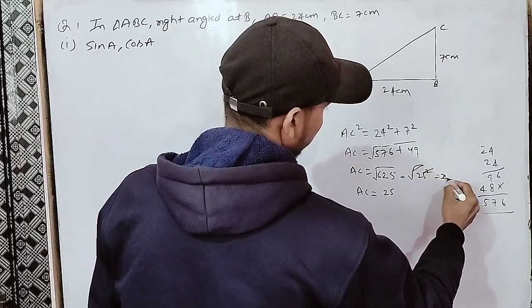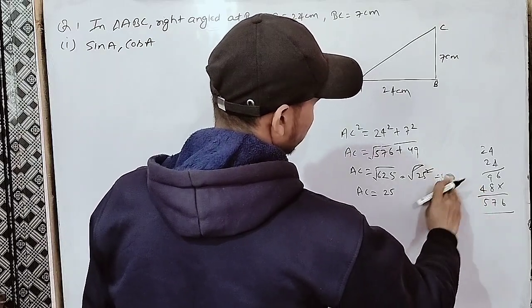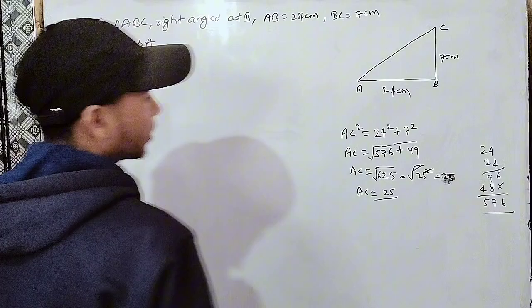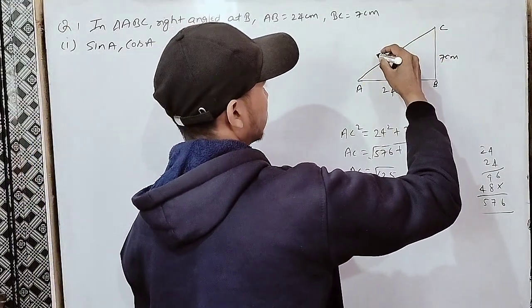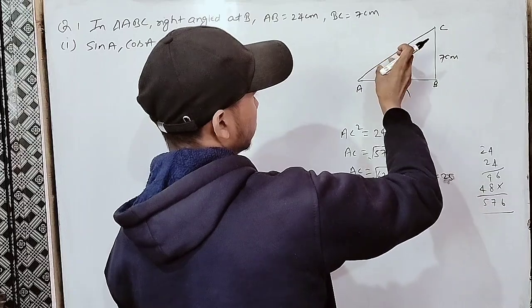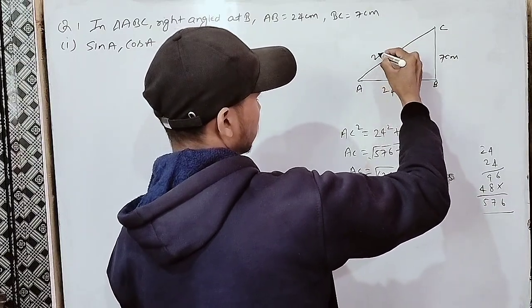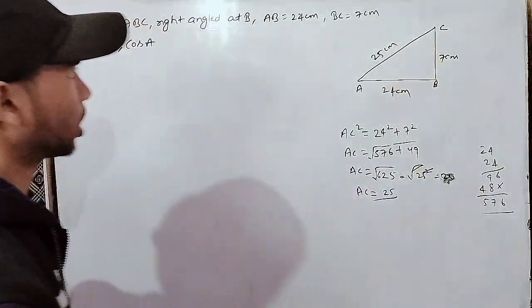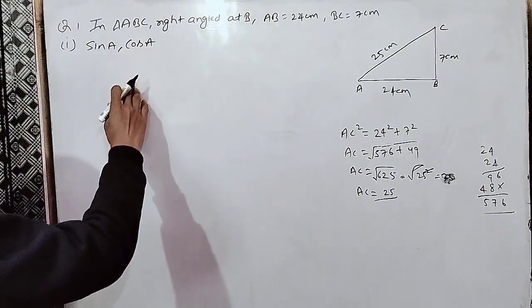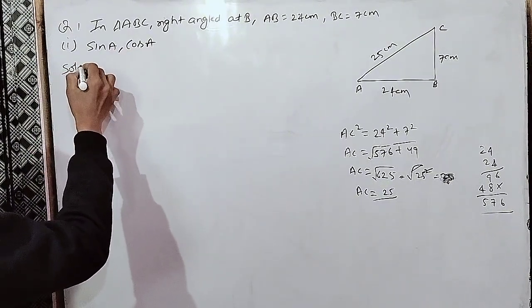The square will get cancelled out. This is the process to find the value 25. So the value of the hypotenuse is 25 centimeter. Clear? Now we are ready to find the sine and cosine. So let's solve it.